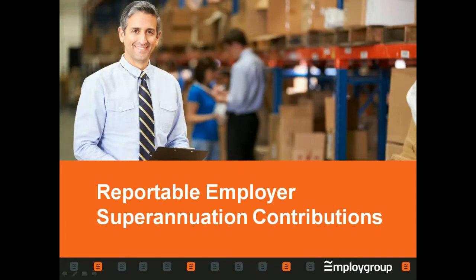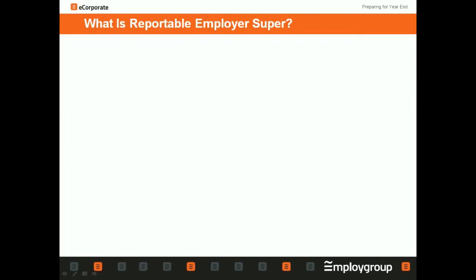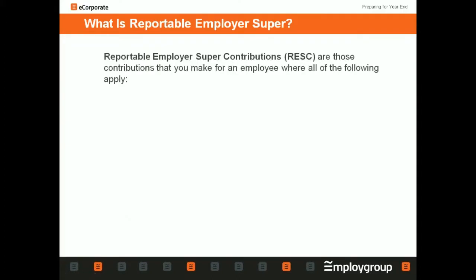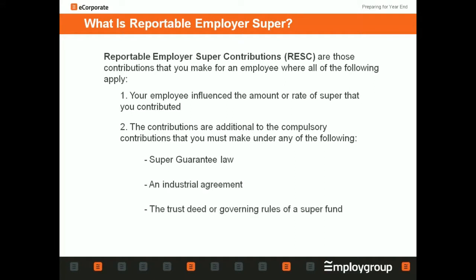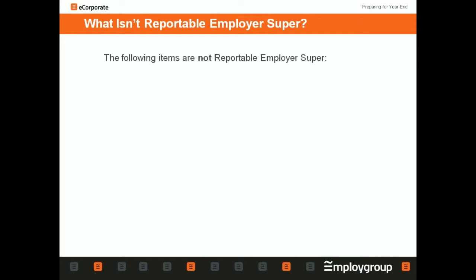We often get questions about reportable employer superannuation contributions and what they are. Reportable employer super contributions are those contributions that you make for an employee where all of the following apply. Number 1, your employee influenced the amount or rate of super that you contributed. Number 2, the contributions are additional to the compulsory contributions that you must make under any of the following: a super guarantee law, an industrial agreement, the trust deed or governing rules of a super fund, a federal, state or territory law.